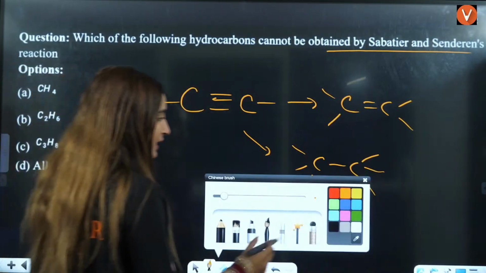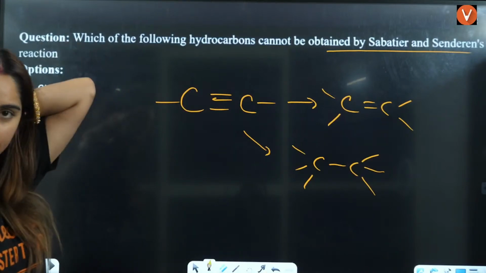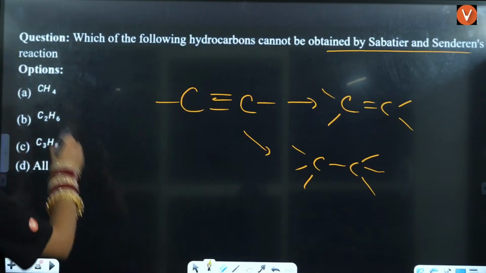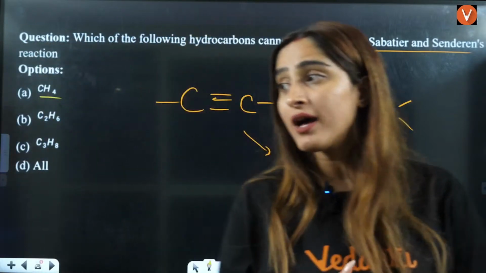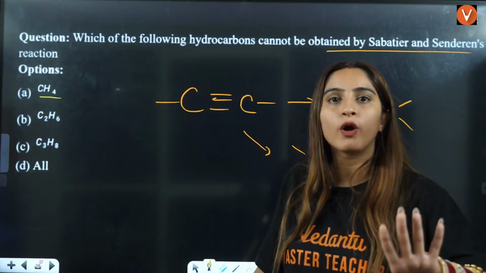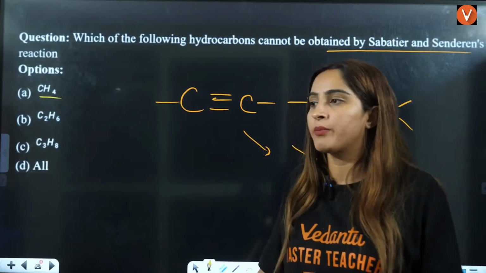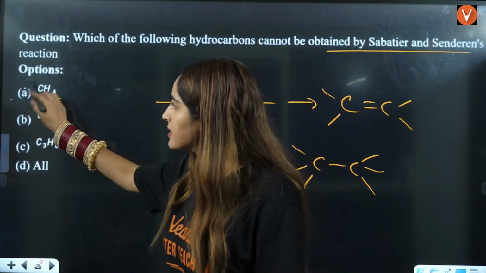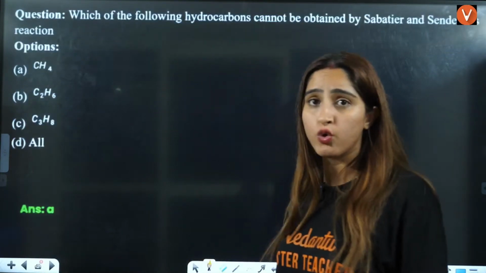Now they are saying which of the following cannot be obtained. See, to obtain CH4, you need to have 1 carbon. 1 carbon is not possible here. You need to have a triple bond formed between 2 carbons. One carbon cannot form a triple bond by itself. So that means the answer is CH4, we can never obtain it because you at least need to have 2 carbons here.